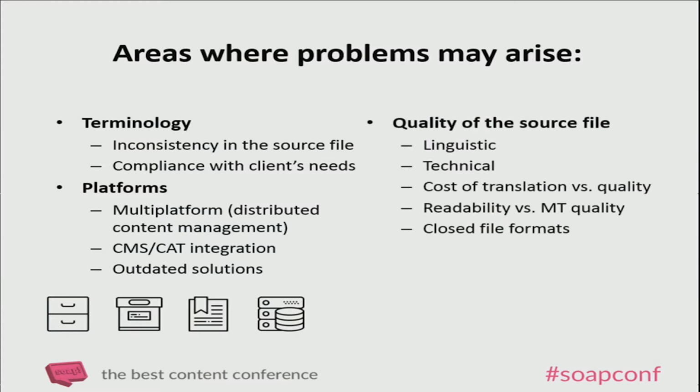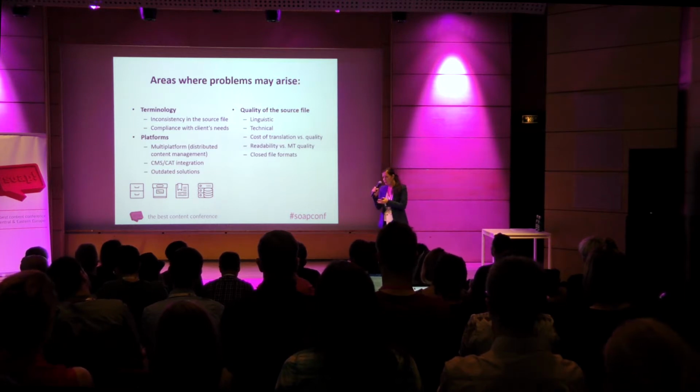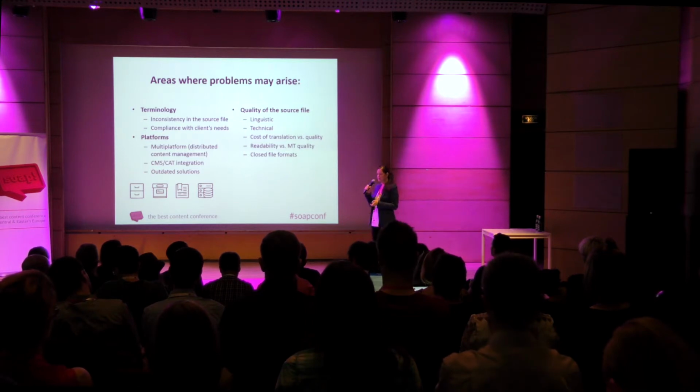So another issue is quality of the source file. There are different aspects of that, and every aspect has an impact on the translation process. So first you have linguistic and technical aspects. We have to balance the cost of translation versus quality. You cannot have it all. You cannot have high quality, low costs, and a very short amount of time to manage the process. So you have to choose 2 of 3. And sometimes the quality is not important, but in other cases, it's the most important.